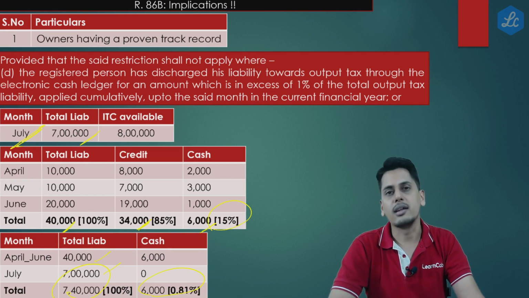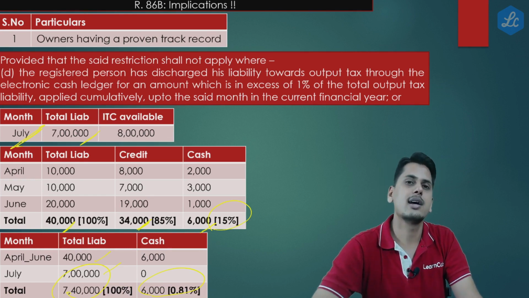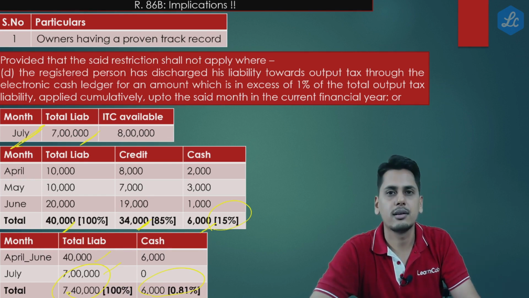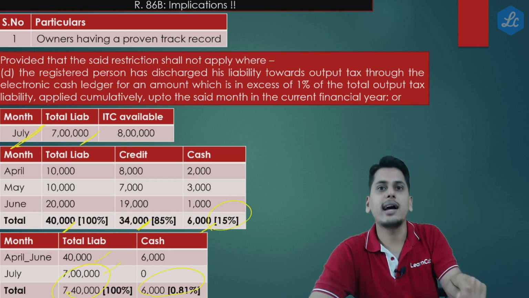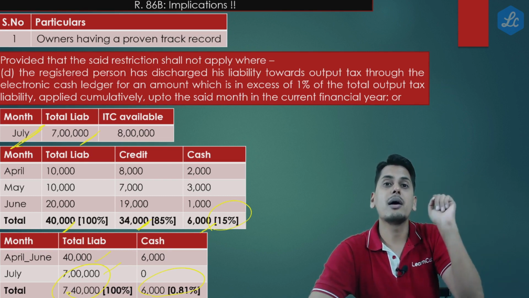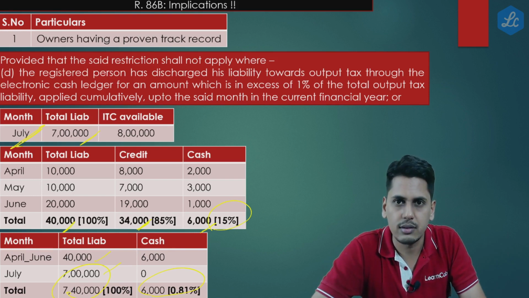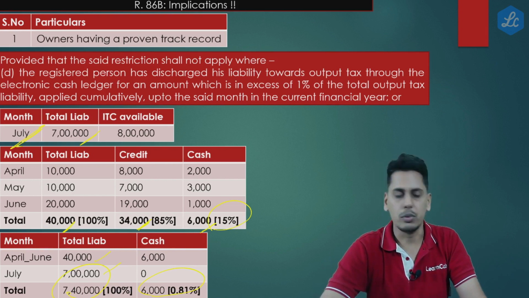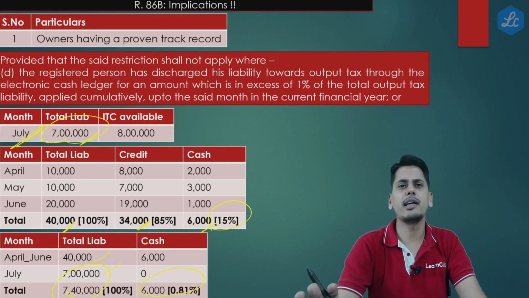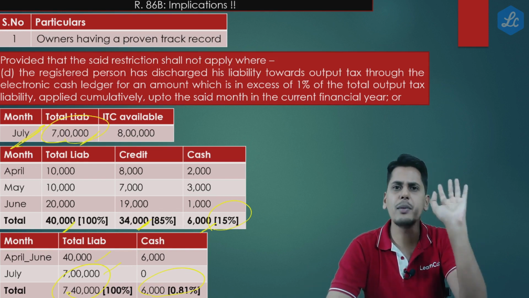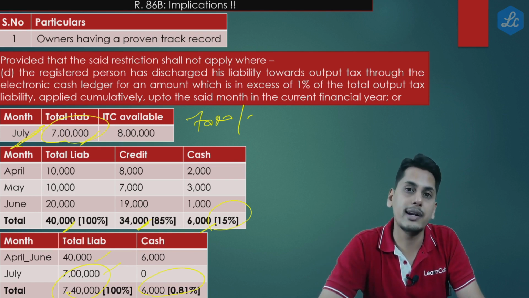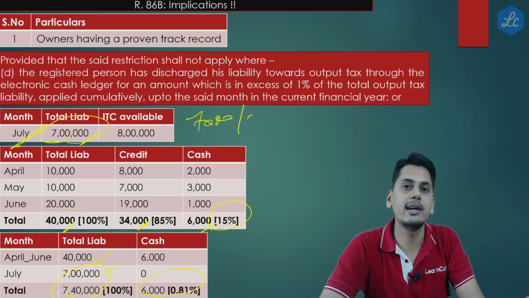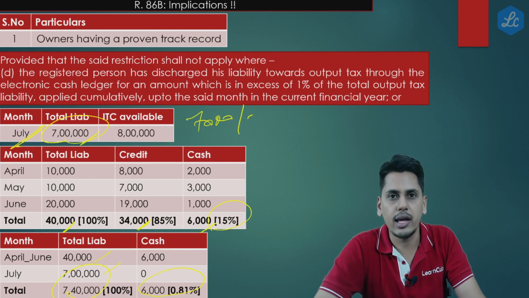The question doesn't end here. The question is, how much should I pay? How much should I pay from my cash ledger so that I am complying with Rule 86B? Now, friends, one answer could be total liability how much for July? 7 lakhs. Pay 1%. Pay 7,000 rupees from electronic cash ledger and you comply with Rule 86B for the month of July.